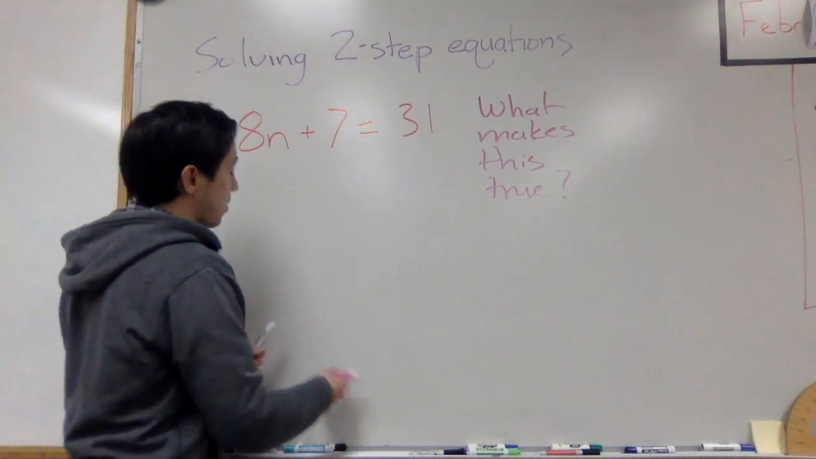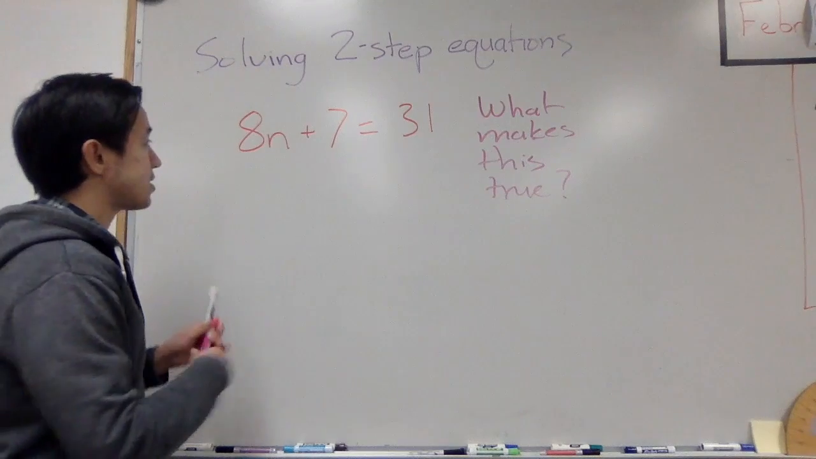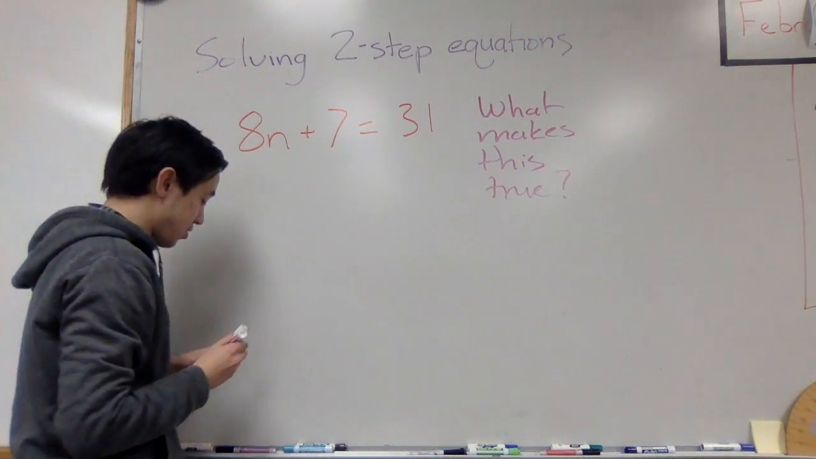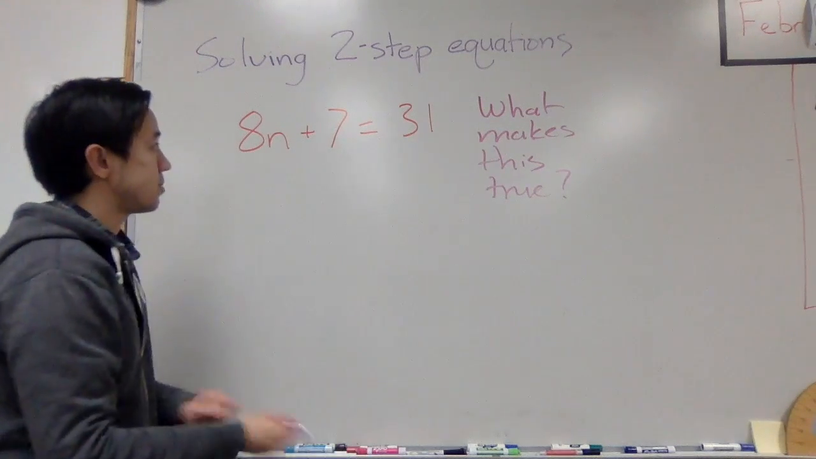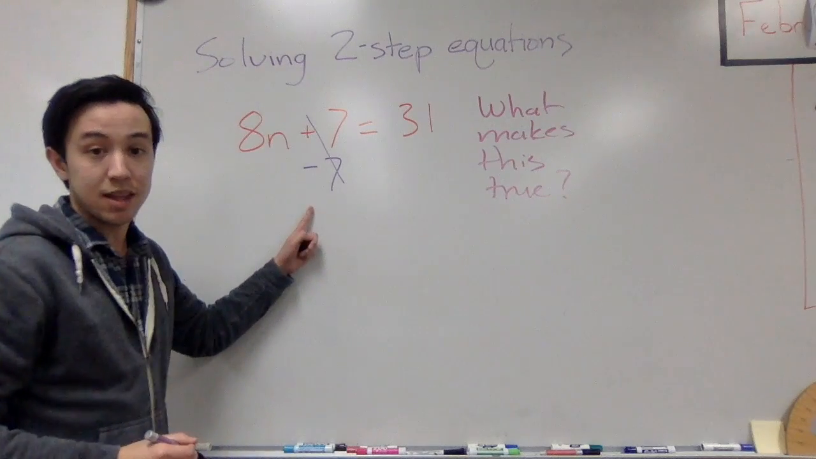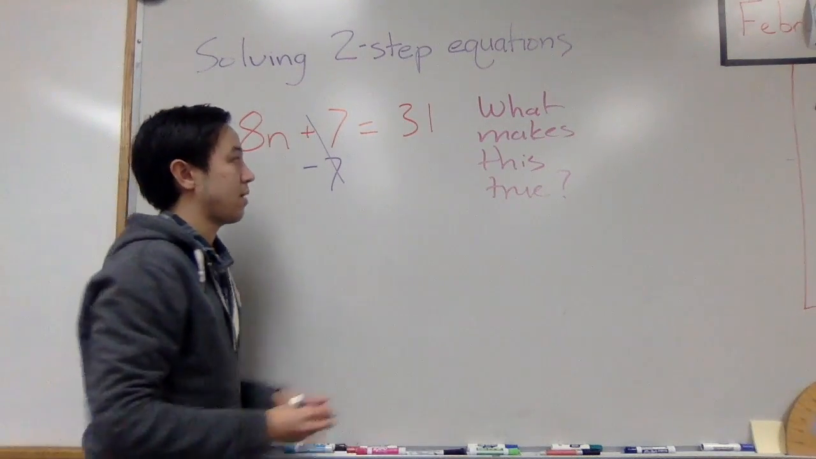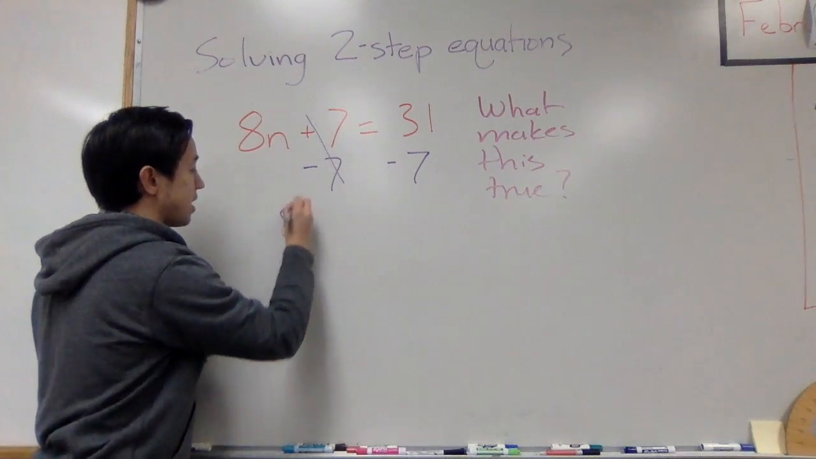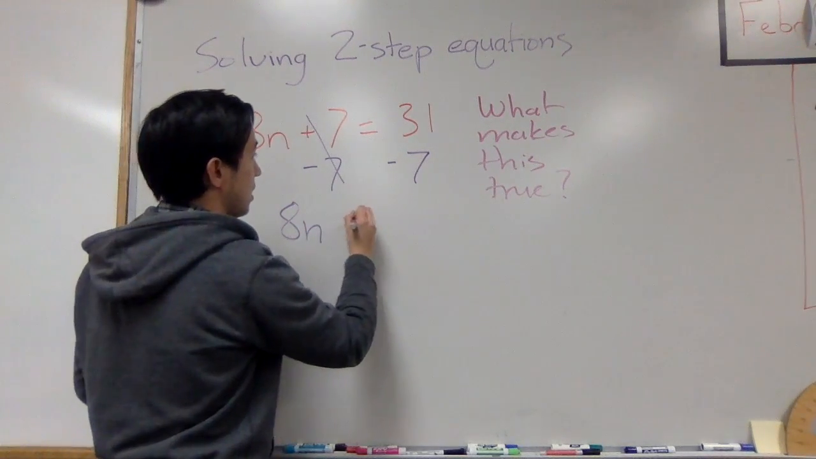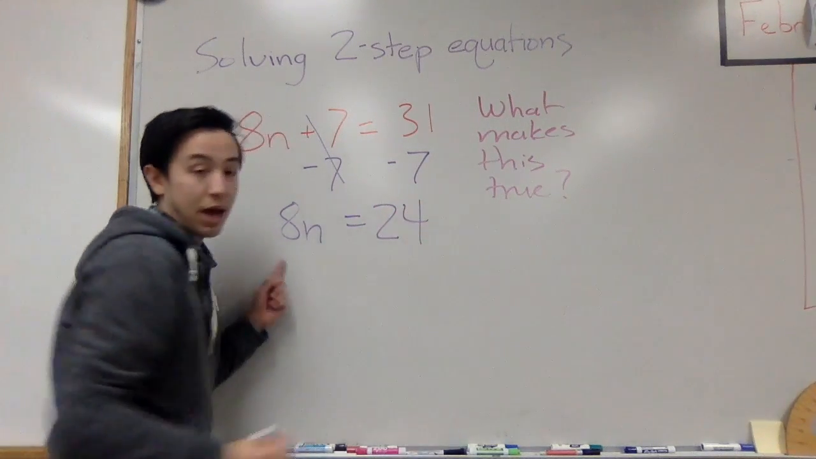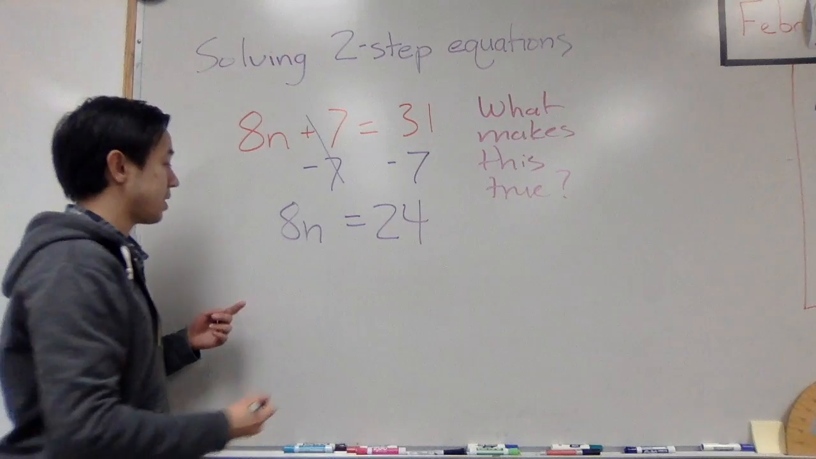So when I'm doing this problem, I'm going to start by canceling out the addition or subtraction. The opposite of addition by 7 is subtraction by 7. That'll cancel that out. So that anything that we do to this side, we have to do the other side too. So then when we bring that line down, we have 8n equals 31 minus 7 is 24. And now we have a one-step equation just like last week.